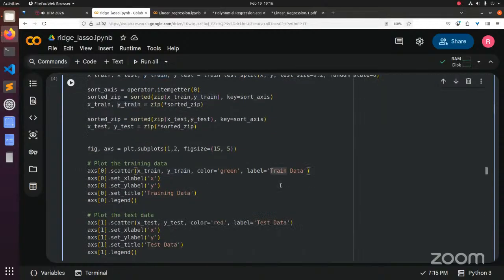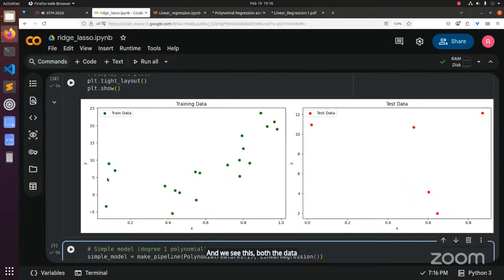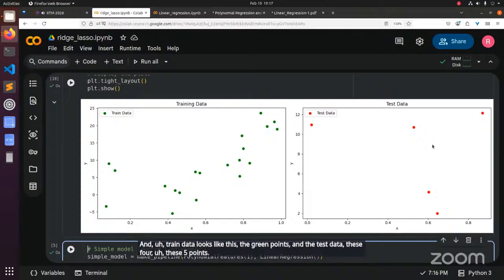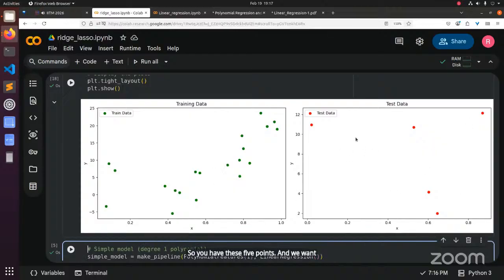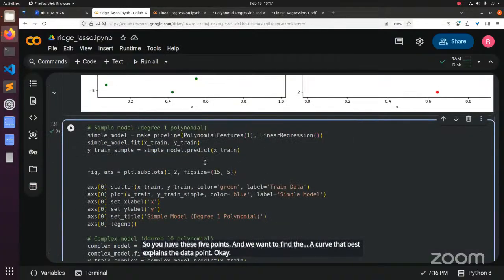We see both sets of data points. Your train data looks like this, the green points, and the test data is these 5 points. We want to find the curve that best explains the data. You don't have to manually create x square and so on. You can call the polynomial features function. It will create a degree 1 polynomial, and you want to do linear regression with polynomial features of degree 1, and we did this linear regression here, right?